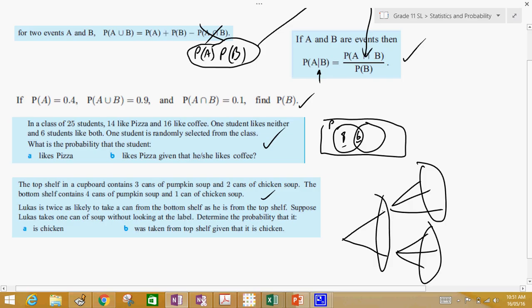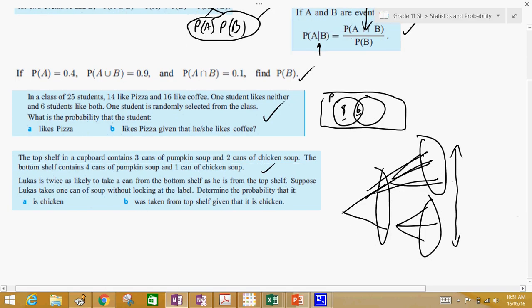And then the other rule is that when you're going from left to right, you are multiplying, and when you go up and down, you are adding. Hope this helps.